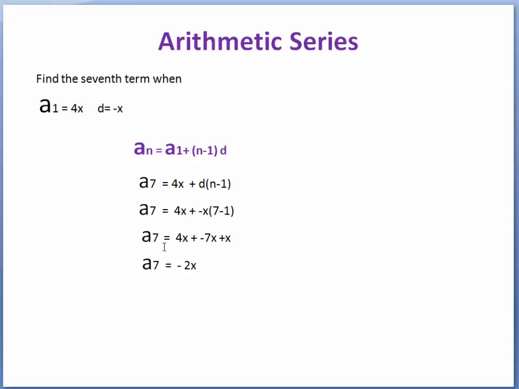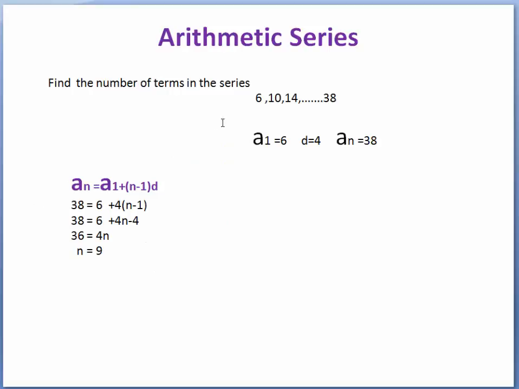Multiply out the bracket, we get minus x times 7 is minus 7x, minus x multiplied by minus 1 is plus x. So a sub 7 equals 4x, the first term, plus minus 7x plus x. 4x plus x is 5x, minus 7x is minus 2x. So a sub 7, the seventh term, equals minus 2x.